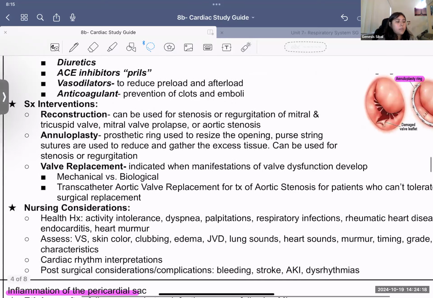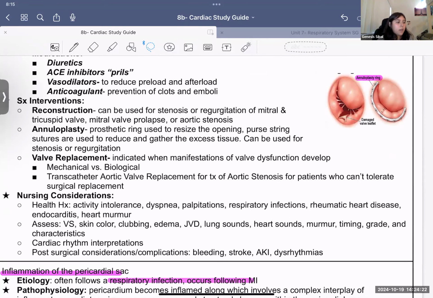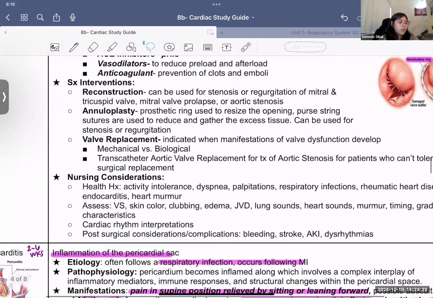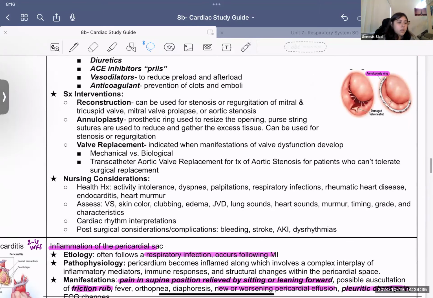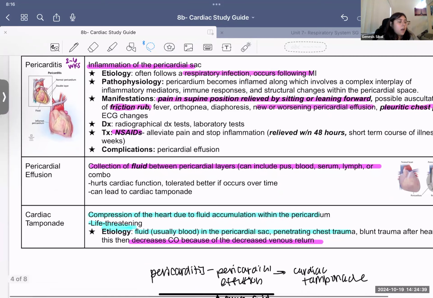And then for valve replacement, it's actually getting them a new valve. And so it can be mechanical or biological. So a transcatheter aortic valve replacement for treatment of aortic stenosis for patients who can't tolerate the surgical replacement. But again, I feel like they're not going to ask you about this. And then considerations, but again, I don't think that they're going to ask you about that.